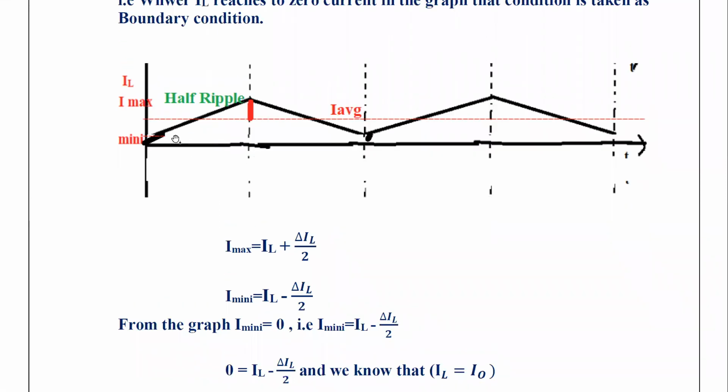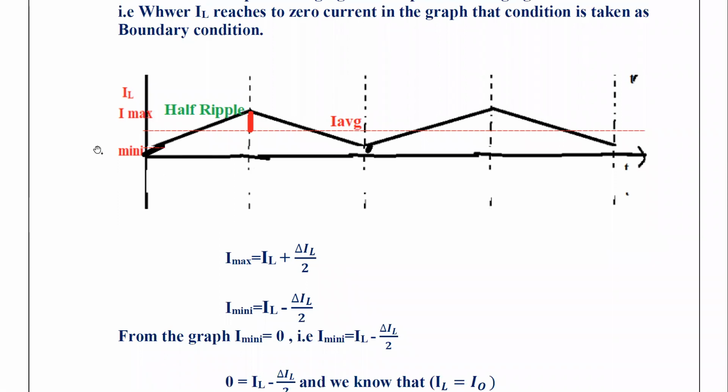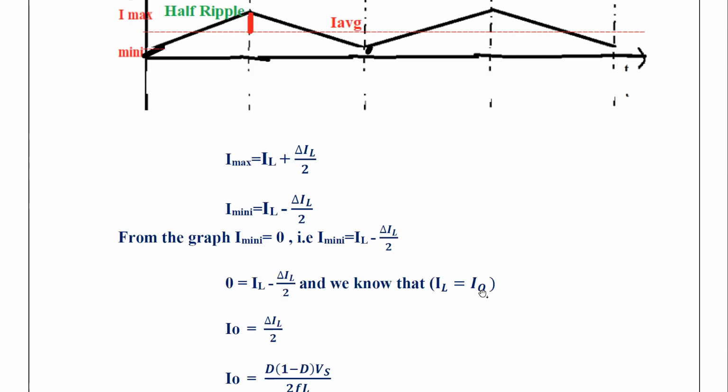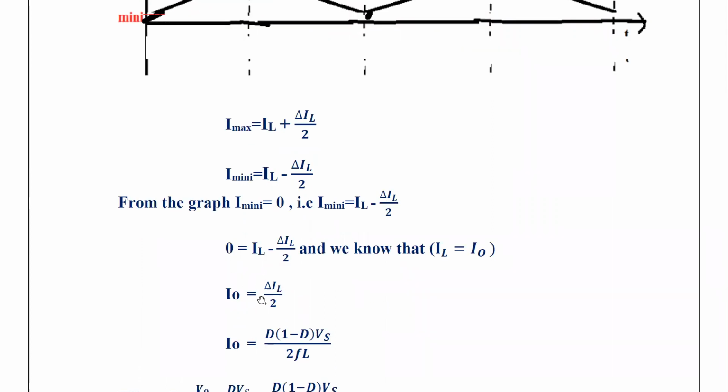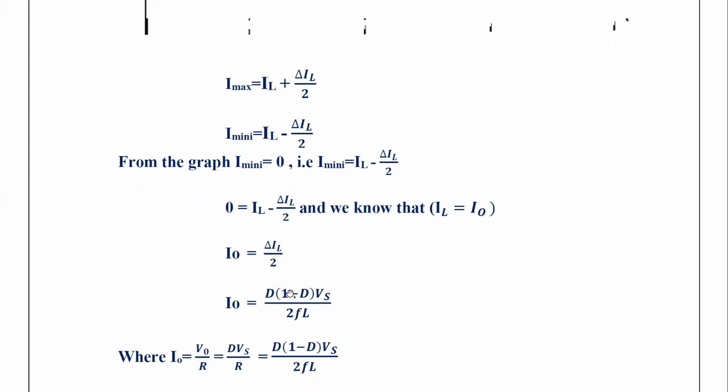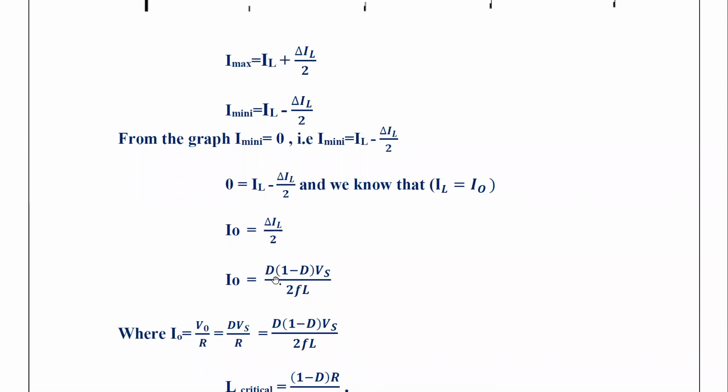So from the graph, to calculate the boundary values, we have to consider the minimum value as 0. Therefore, I minimum I am taking as 0. Then it can be written as 0 is equal to IL minus delta IL by 2. And we know that IL is also equal to load current or output current, in this case of the buck converter. Therefore, I naught is equal to delta IL by 2. But we know the value of delta IL, which is equal to D into 1 minus D into Vs divided by FL. So simply substituting the value of delta IL here, this equation will become I naught is equal to D into 1 minus D into Vs by 2 into FL.